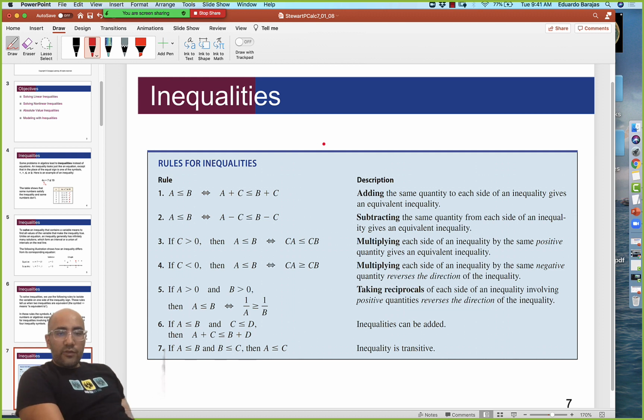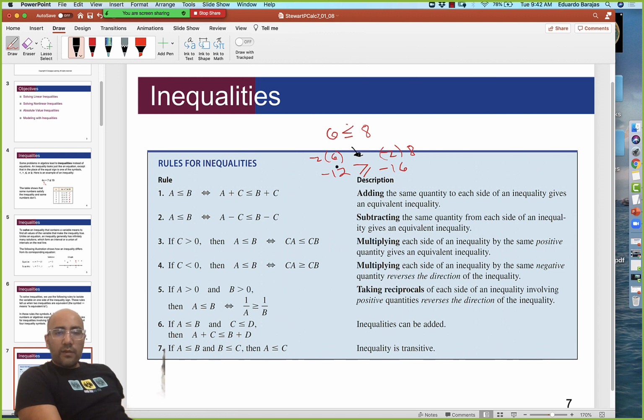What this is saying is if we start off with something that's true, like 6 is definitely less than or equal to 8, and we decide to multiply both sides by a negative number, say negative 2 times 6 on the left-hand side and negative 2 times 8 on the right-hand side, we end up with negative 12 over here and negative 16 over there. The relationship between negative 12 and negative 16 is that negative 12 is greater than or equal to negative 16. So we had to change the direction of the inequality.